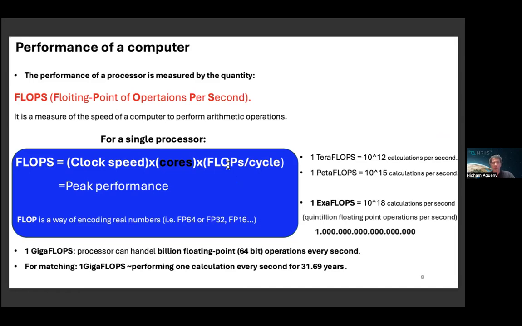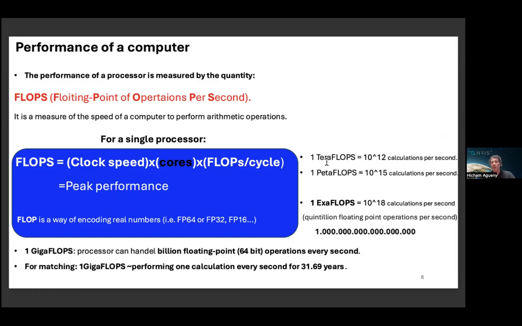Just to give you an idea about the meaning of flops, if we have a machine that delivers a performance of 1 gigaflops, that's equivalent to a processor handling a billion floating point operations every second. For comparison, that is equivalent to performing one calculation every second for almost 32 years.